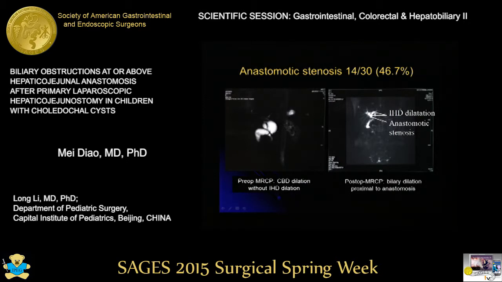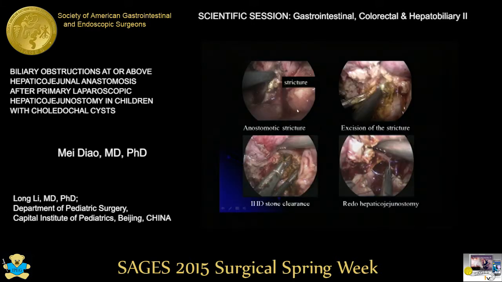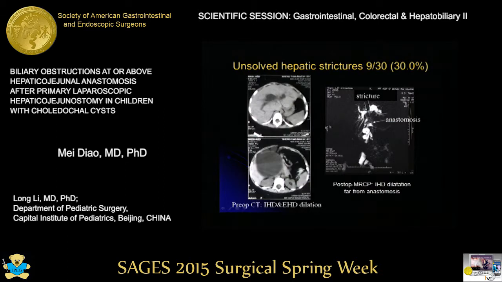This slide shows that before surgery, the intrahepatic duct was not dilated. After surgery, you see the intrahepatic duct dilated proximal to the anastomosis. In the operation, it was found the anastomosis was strictured, so it was excised and the stone was removed from the intrahepatic duct. In this case, before the operation, the right and the left hepatic duct were dilated.